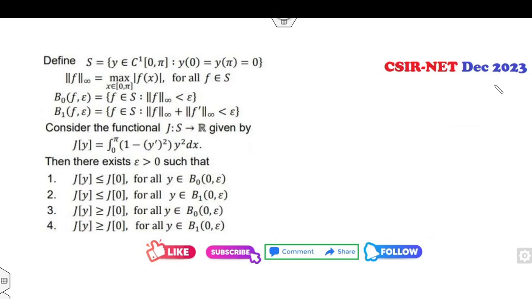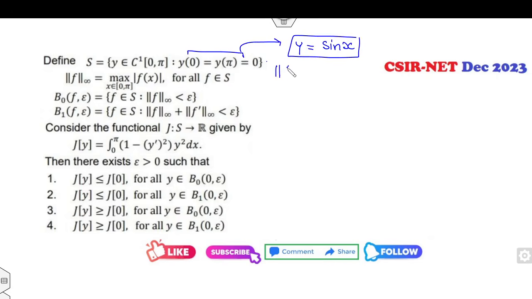Again, it's a recent year, December 2023. Suppose f is defined on this case. Y is any continuous function on [0, pi]. Clearly, y is equal to sine x will satisfy this condition. Fine, so I can take y is equal to sine x.